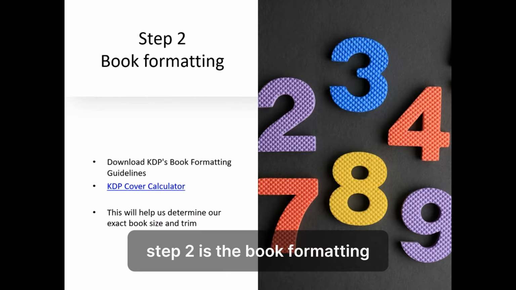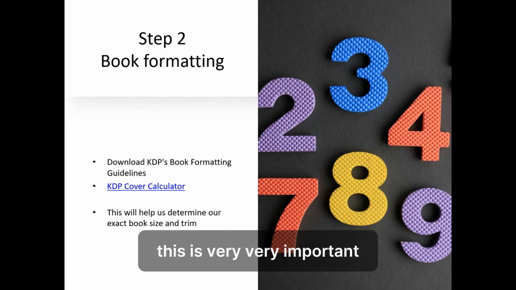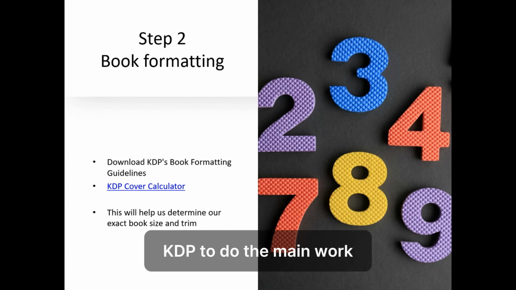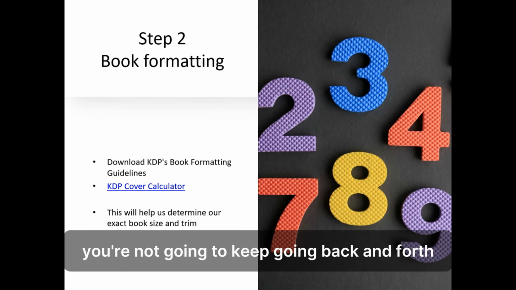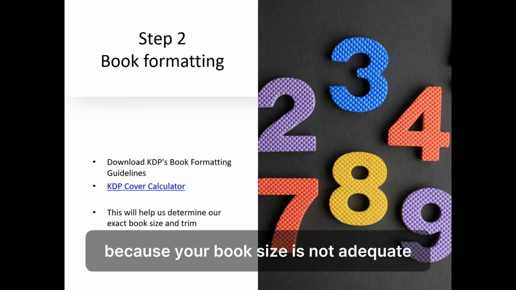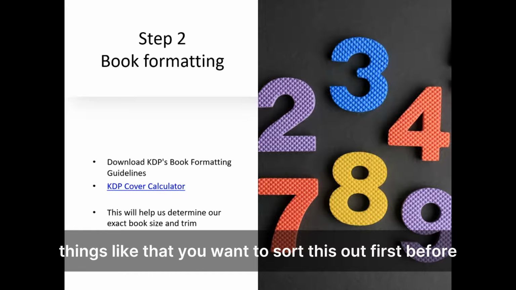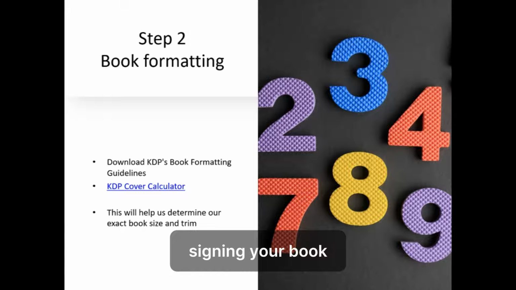Step 2 is the book formatting. This is very, very important so that when it's time for you to head over to Amazon KDP to do the main work, you're not going to keep going back and forth because your book size is not adequate or is wrong or is not efficient, things like that. You want to sort this out first before signing your book.